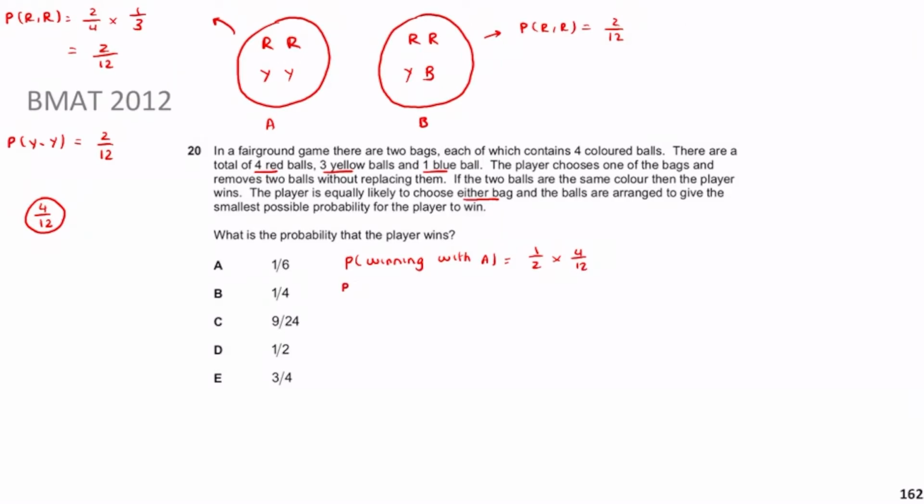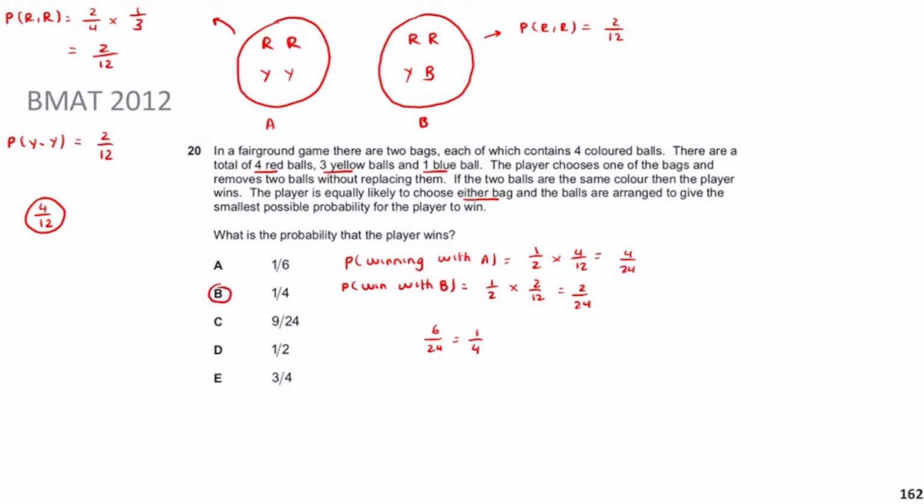And a similar thing here, probability of a win with B, right? That's going to be the probability of you selecting B, which is going to be half, times the probability of winning once you have B, which is going to be 2 out of 12, right? And if you just brush this up, you're going to get 4 out of 24 here, and here you're going to get 2 out of 24. Add them up, you're going to get 6 out of 24, which is exactly a quarter. So therefore, guys, the answer you should get in this question is B.